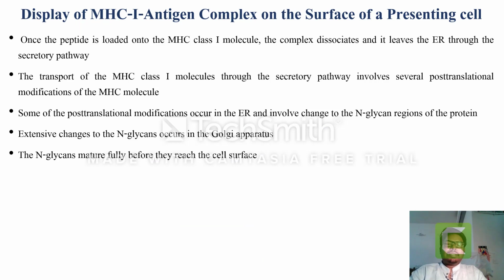Now finally, the display of MHC antigen complexes onto the surface of the presenting cells. Right? Once the loading of peptides onto the MHC class 1 molecule is over, the assembly of the class 1 MHC molecule is fulfilled and it is liberated from the lumen of the rough endoplasmic reticulum and enters the trans-Golgi network. Right? Within the trans-Golgi network, the post-translational modifications occur. The post-translational modification extensively changes the N-glycans of the class 1 MHC molecules, resulting in the full maturation of the overall complex, which is finally directed towards the membrane and ultimately displayed onto the surface of a presenting cell.